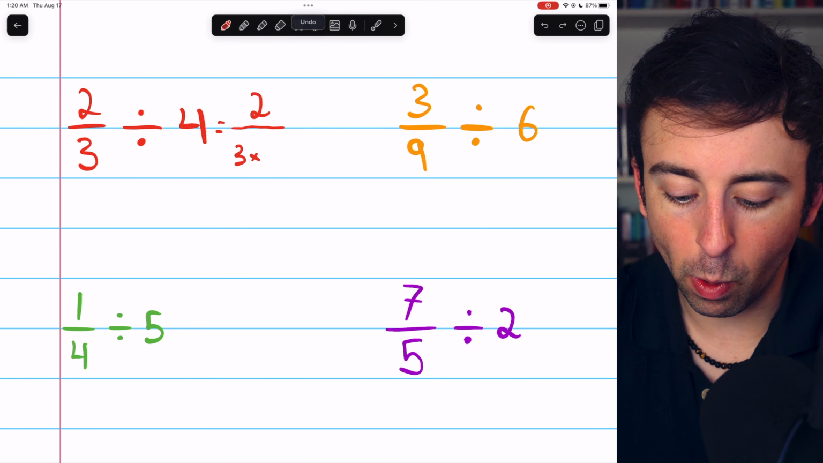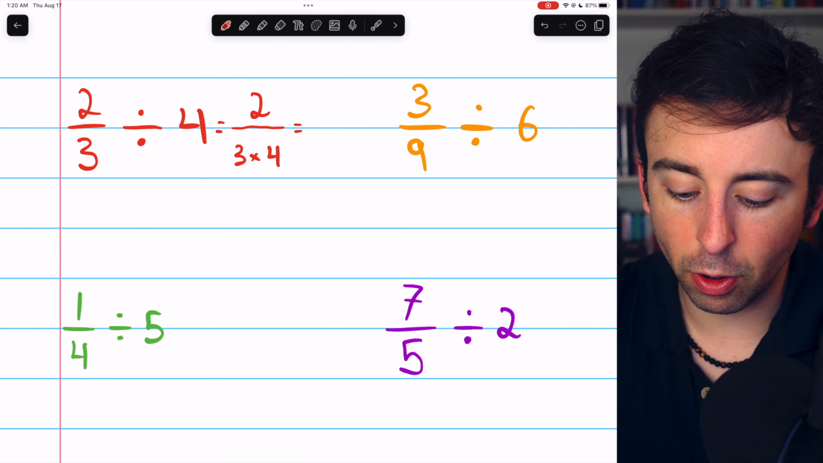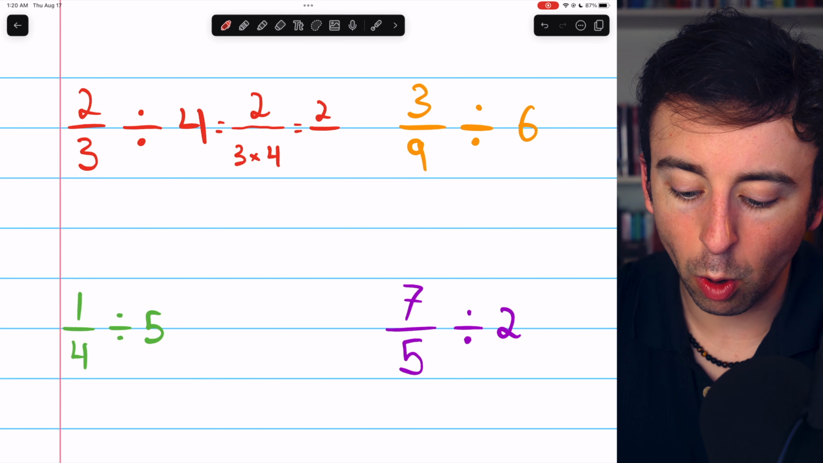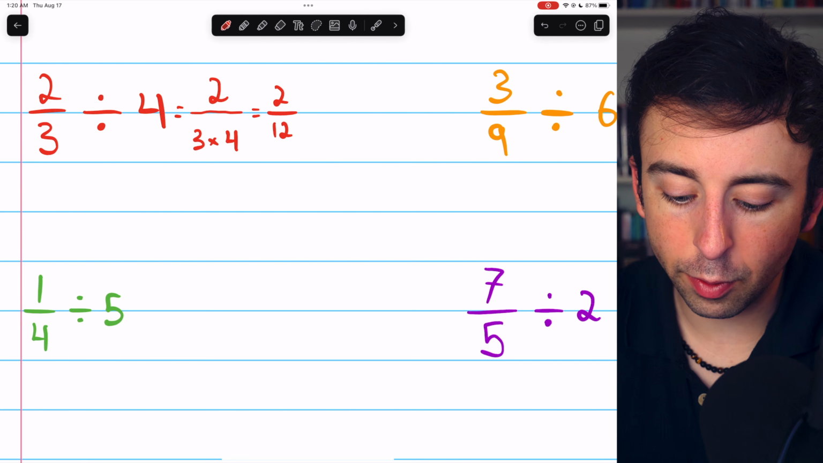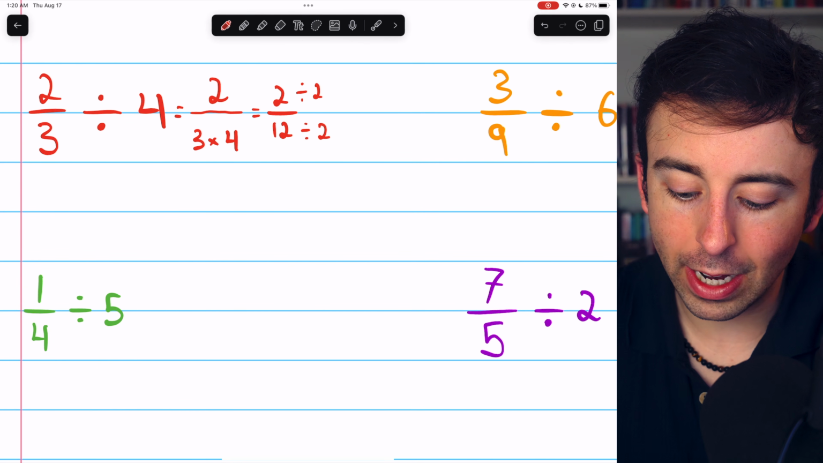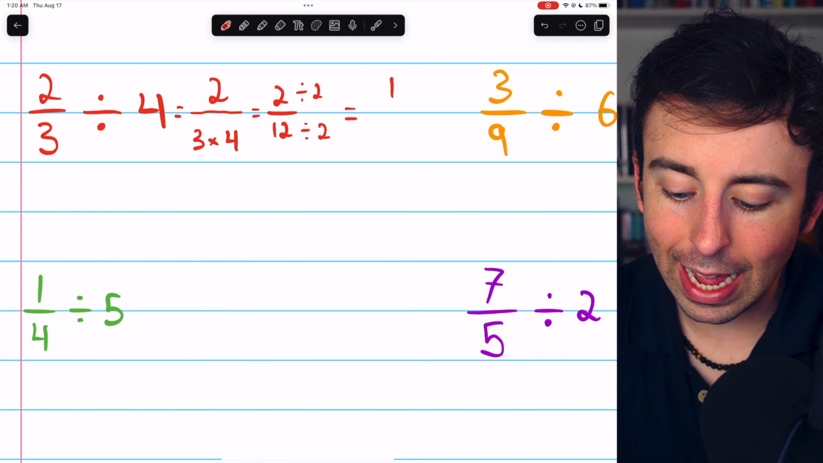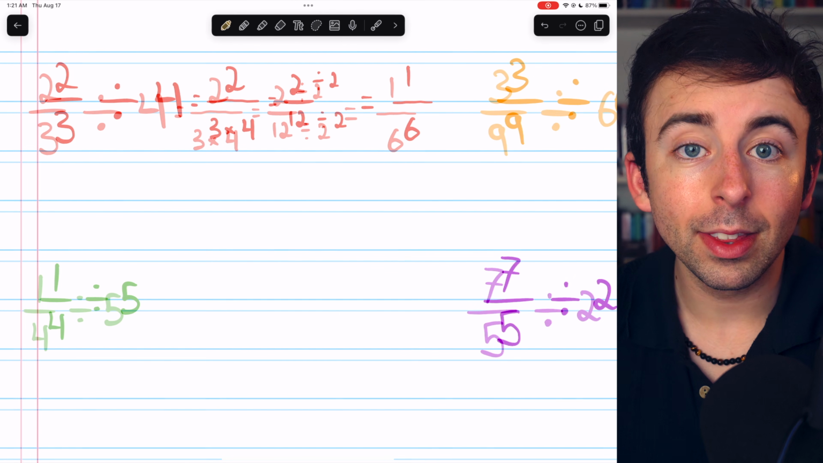We're dividing by 4, so the denominator of 3 gets multiplied by 4. So this turns out to be 2 over 12, which we could reduce. 2 and 12 both have a factor of 2, so if we divide the numerator and denominator by 2, we get our fully simplified answer of 1 over 6. That's all there is to it.